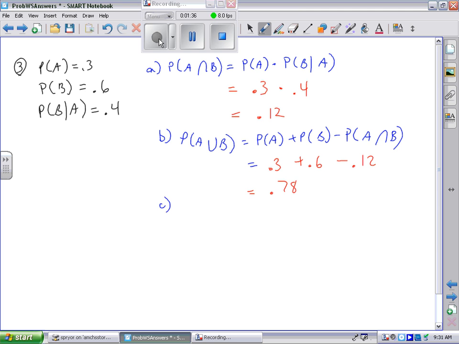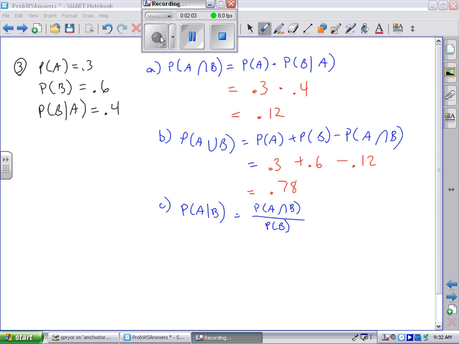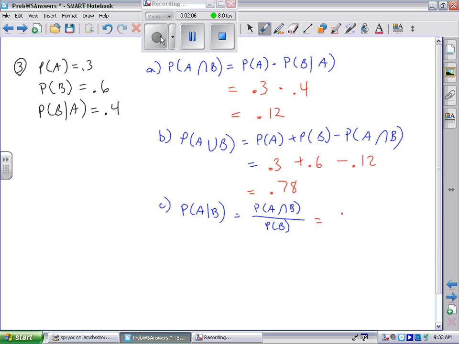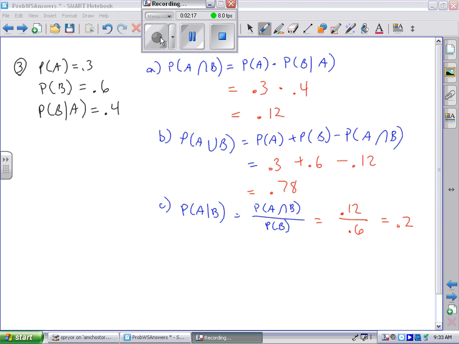Now in part C, they ask you for the probability of A given B. I've got to use the conditional formula because that's all I've got. If I use that conditional formula, this is the probability of A and B divided by the probability of B. I've just rearranged that conditional formula to look like that. So the top of this fraction from part A is 12%. The bottom of the fraction is 60%. And dividing those two things out, we get 0.2.